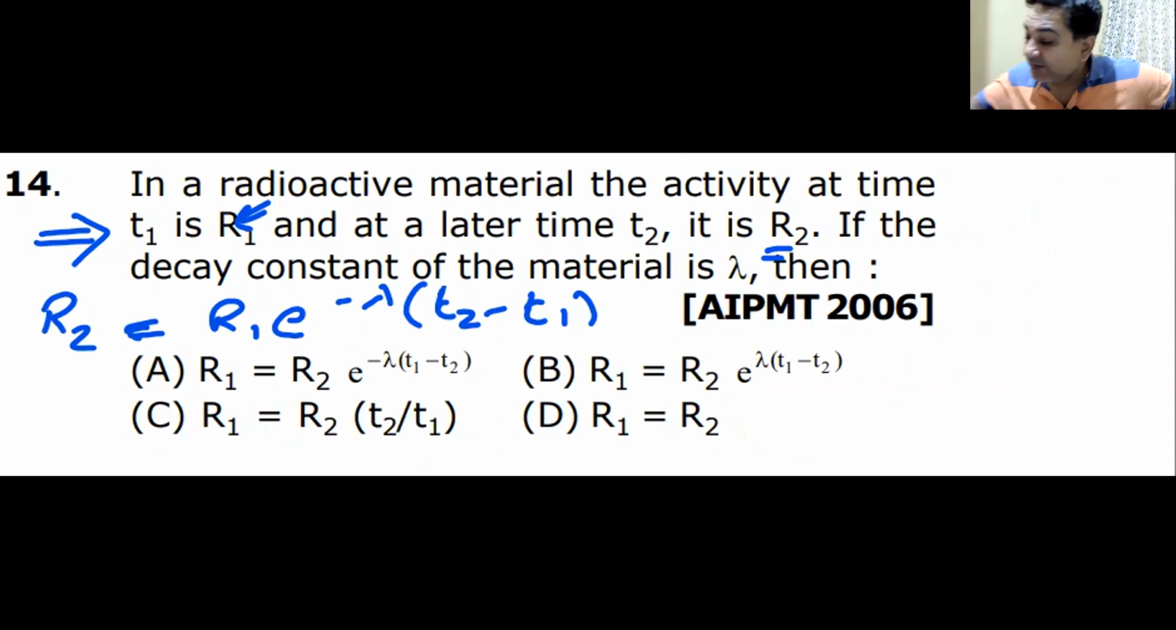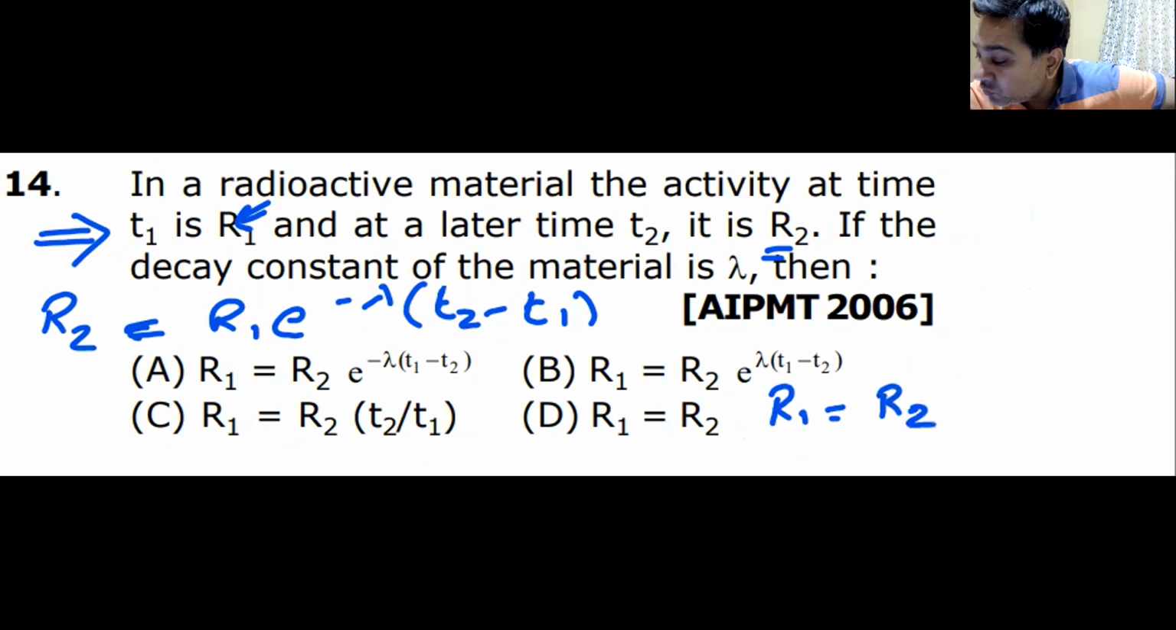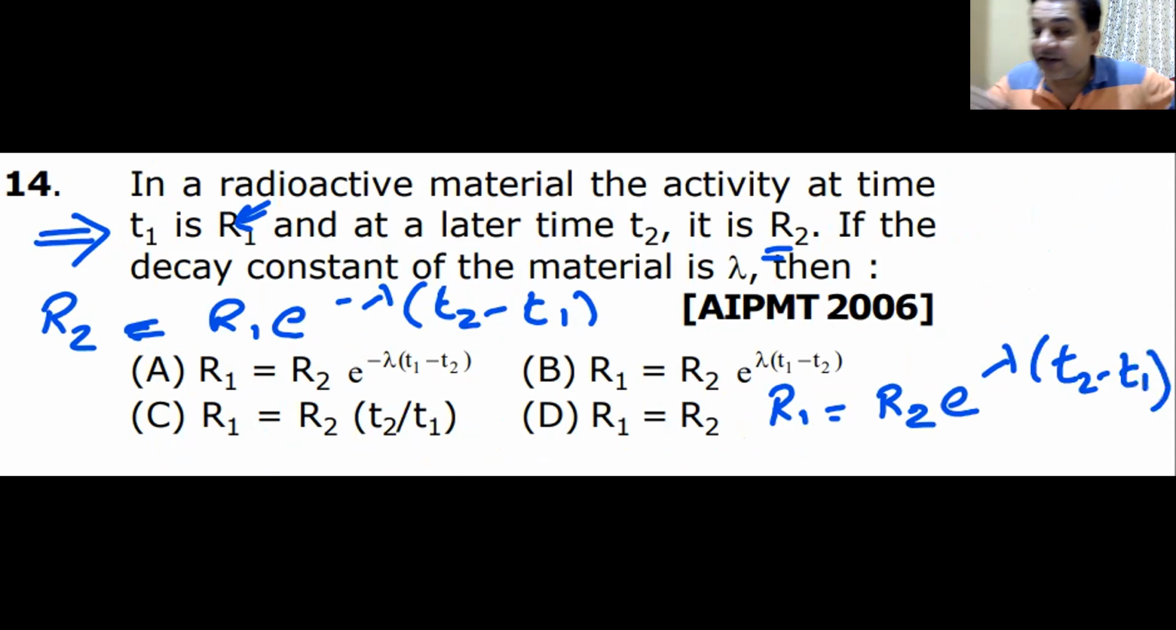Yes, sir. This is the original condition. If I write from this original condition, I can write R1 will be equal to R2 divided by E. Instead of writing it as divided by E, I multiply it by E and I write lambda into T2 minus T1. Do we understand this? How I've written this?